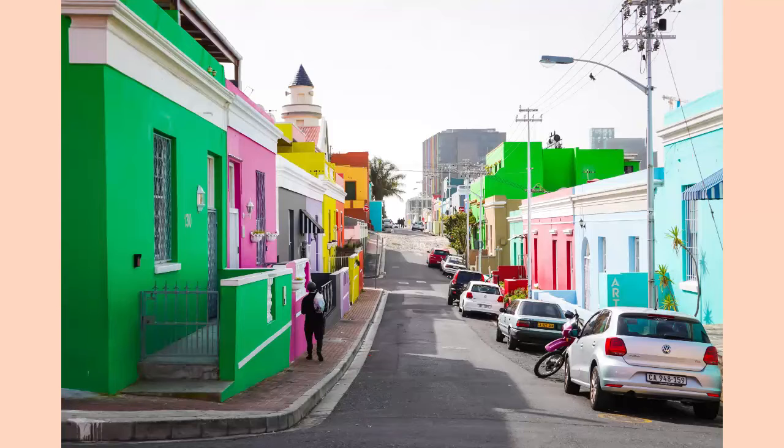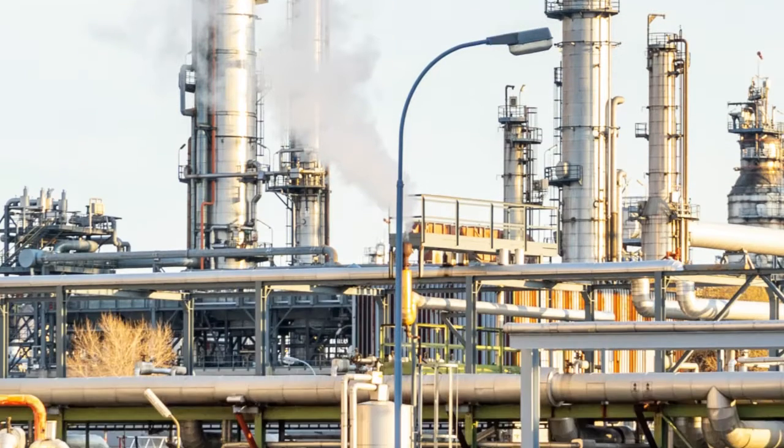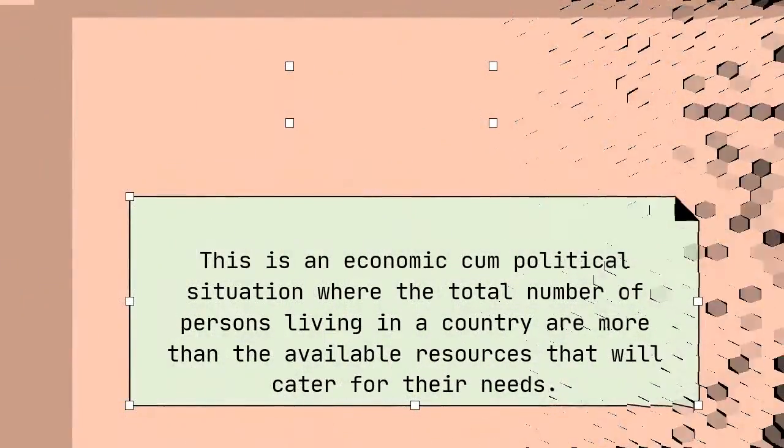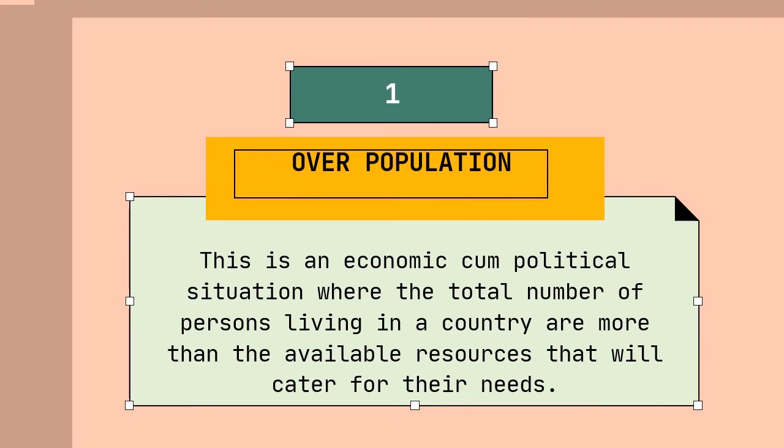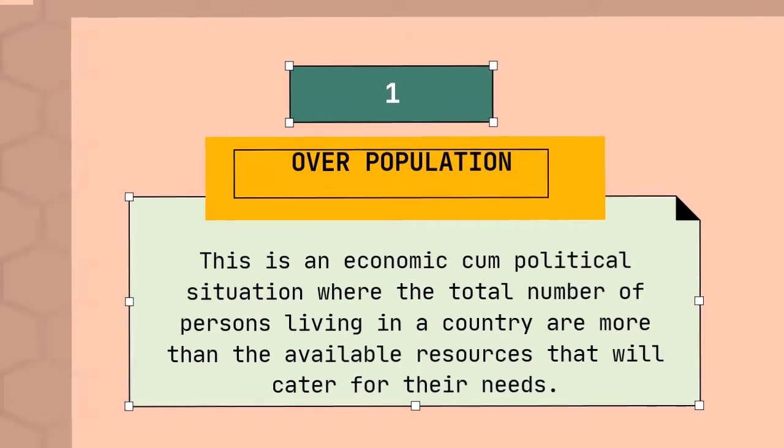Looking at the population in terms of resources that are available in a country, whether natural resources or any other endowment, we have the following types of population. We have overpopulation in a place where the number of persons is more than the available resources to be utilized.